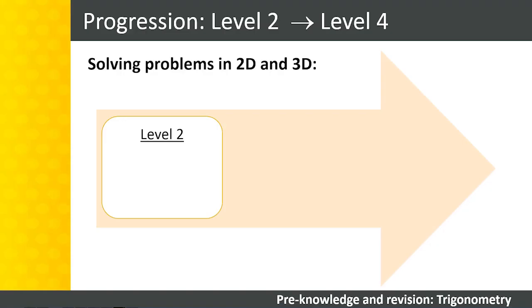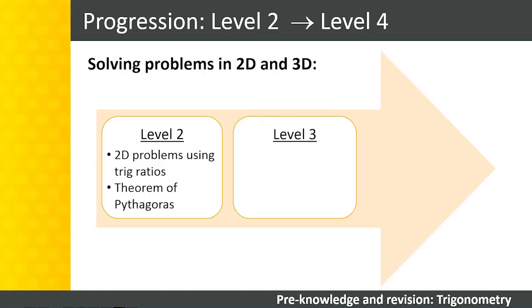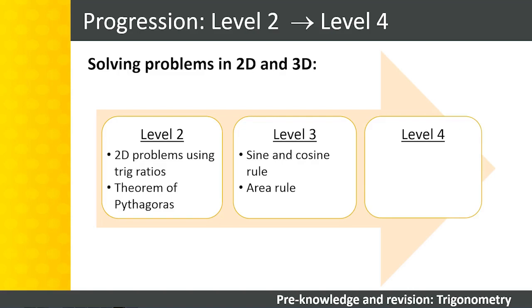In Level 2, this involves applying trig ratios and the theorem of Pythagoras to find missing information on triangles in 2 dimensions. In Level 3, this is extended to using sine and cosine rules in non-right-angled triangles on 2-dimensional diagrams and the area rule. In Level 4, this is extended further to solving problems in three-dimensional situations. Pre-knowledge is fundamental to success in Level 4. For this reason, we are going to start this trigonometry support module with some revision.